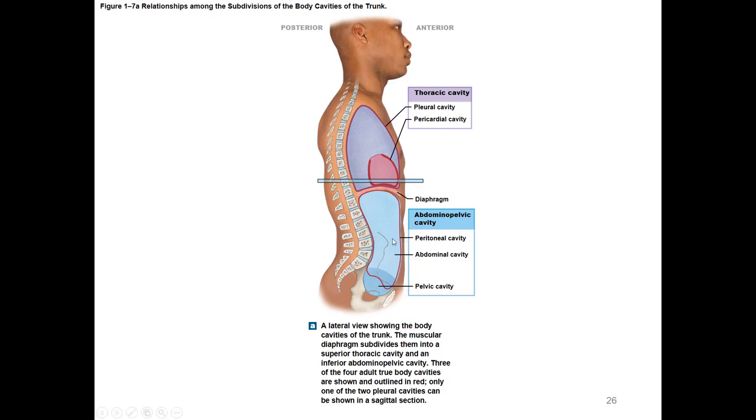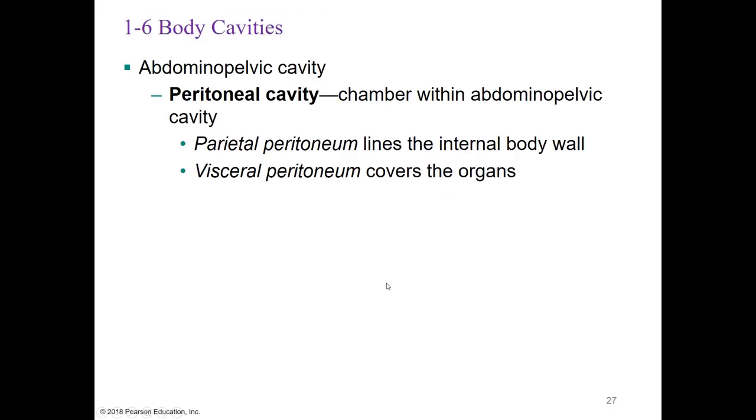Within the peritoneal cavity, we have the abdominal cavity, and at the bottom, the pelvic cavity. So reiterating, peritoneal cavity is within the abdominopelvic cavity, and it has serosa that I previously mentioned. The specific names of the serosa are the parietal peritoneum. Parietal, remember, that means lines the cavity. Visceral peritoneum covers the organs. Both of these are going to secrete that watery lubricant we talked about.